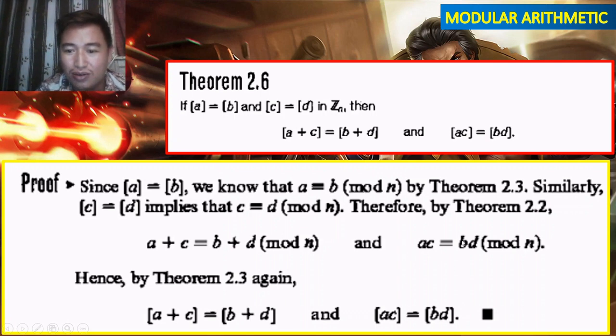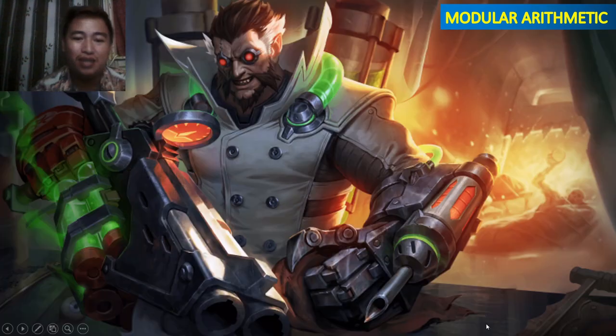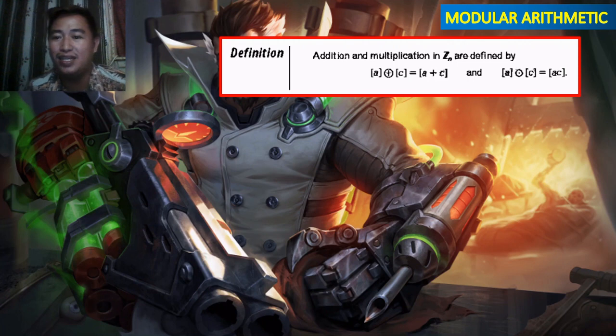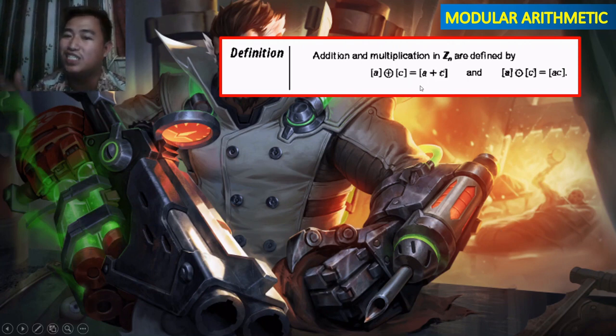Dara AC is congruent mod I is equal to BD, equivalence classes. Now we show theorem 2.6. Okay, we're done. Okay, definition: addition and multiplication in Z_n are defined. It was tentative earlier, but now it is final.